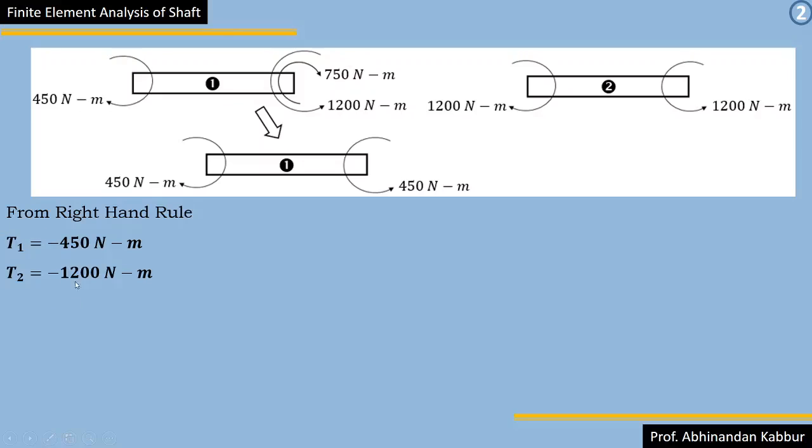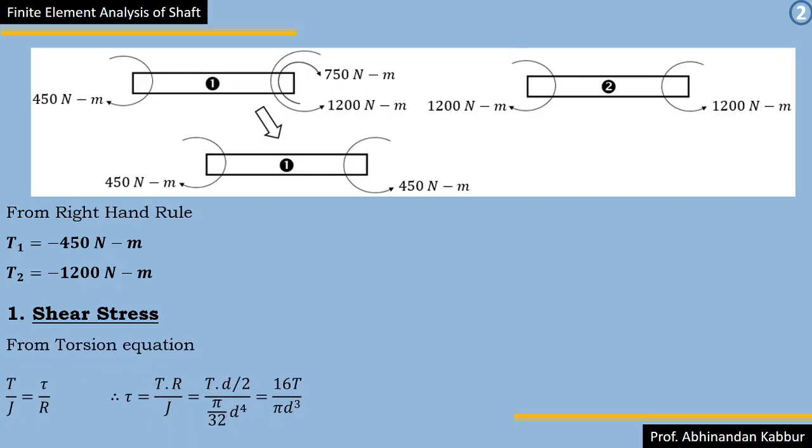So only there is a change in the sign when you use the right hand rule and the left hand rule, but the final answer will be the same. So first we need to find out the shear stress. From the torsion equation, T by J is equal to tau by R, that we know, where T is the applied torque, J is the polar moment of inertia, tau is the shear stress, and R is the radius of the shaft.